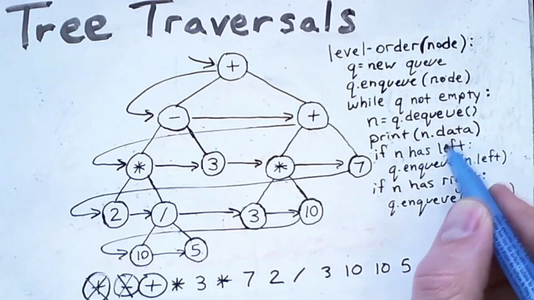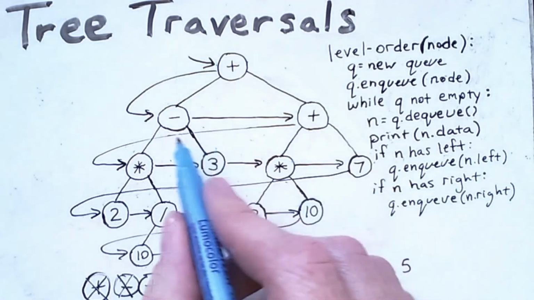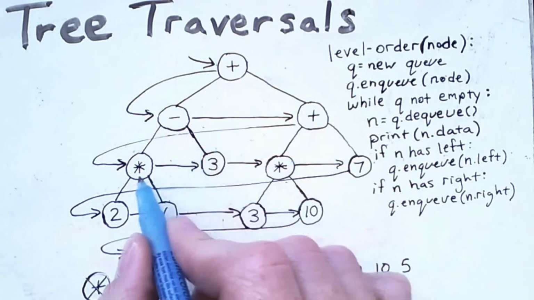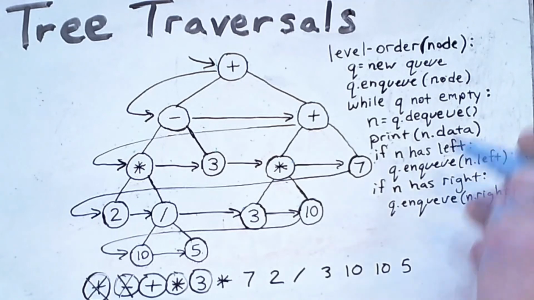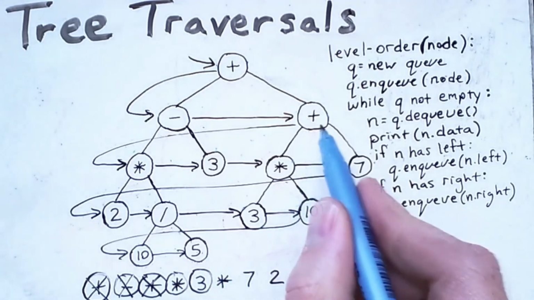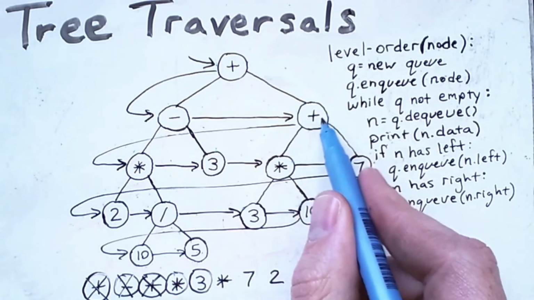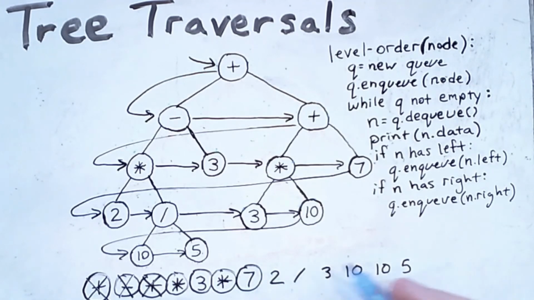And then we put the left and right child of the minus onto the queue. Well, the left and right child of the minus are the multiply and the 3, and sure enough, those are the next things in order here. On the next iteration, we print n.data, that's this plus there, and so now we'll put this node's children on the queue. Well, that's multiply and 7. So put that on the queue, put that on the queue.